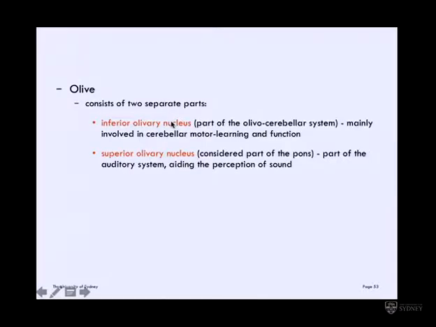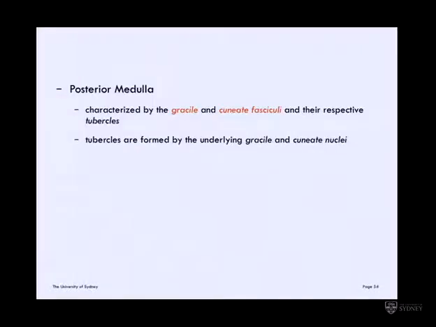The olives, I'll let you read that, consists of two separate nuclei, inferior and superior olivary nuclei, and their involvement, function. The posterior medulla, posterior aspect, is now characterized by another two columns, referred to as the gracile and cuneate fasciculi. Tracts, the fasciculi are tracts, and respective tubercles, which are the little humpy bits that you actually see. Okay? As it says here, the tubercles are formed by the underlying nuclei.